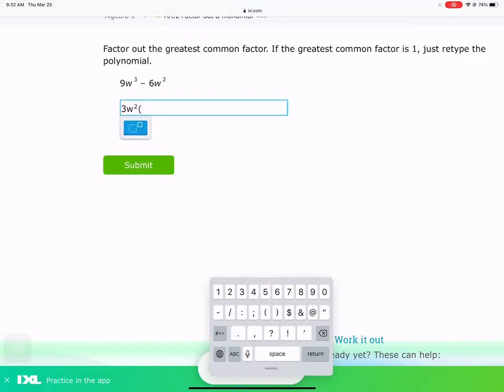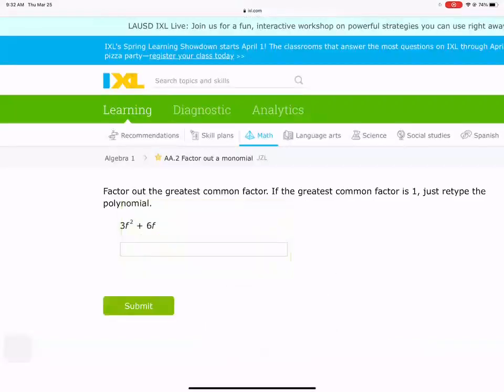Perfect. Well, if I take the 3 from you, what's left with multiplication? We still have a 3, and we still have 1w left. I see a minus sign. We keep that minus sign. 6 divided by 3 is 2, right? And I have no w's left. Let's take a look here. We took out a 3w squared from both those terms, 9w cubed and negative 6w squared. When I take out that common factor, we have left over 3w minus 2. Okay. All right. Terrific. And that's it.